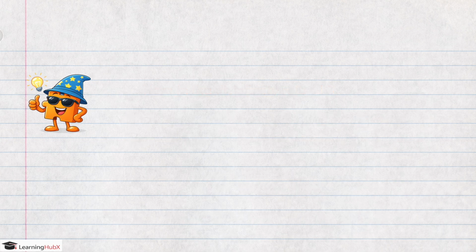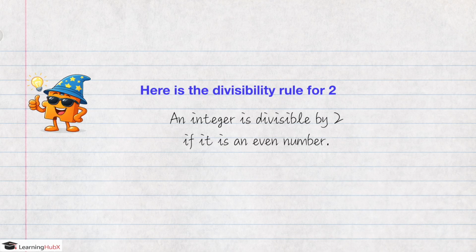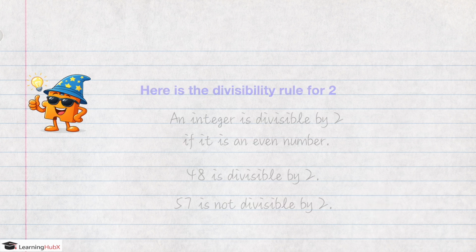Now that we've learned the shortcut for dividing by 3, let's learn a few more useful shortcuts. These will help you find factors much faster. First, the rule for 2. An integer is divisible by 2 if it is an even number. That means it ends in 0, 2, 4, 6, or 8. For example, 48 is divisible by 2. 57 is not.